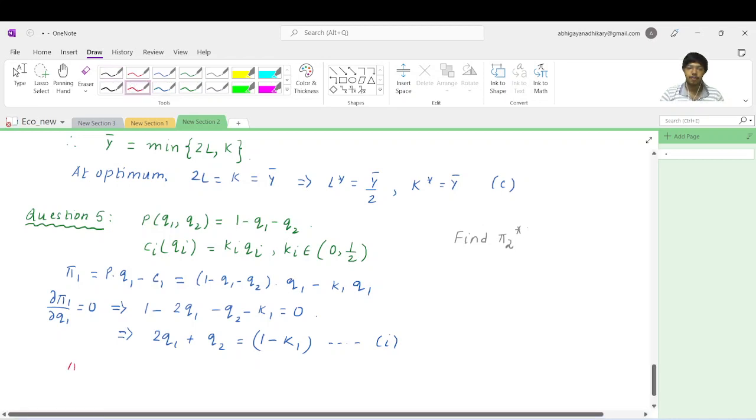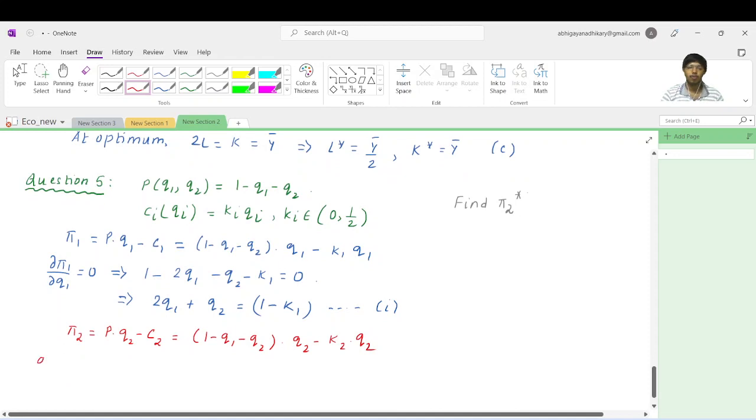Exactly in the same way, we will be writing down pi2. So this will become p times q2 minus c2, that is 1 minus q1 minus q2 times q2 minus, what is the cost function? It will be k2 times q2. So now what will firm 2 do? It will try to maximize its output by choosing q2, taking firm 1's output as given, as a constant.